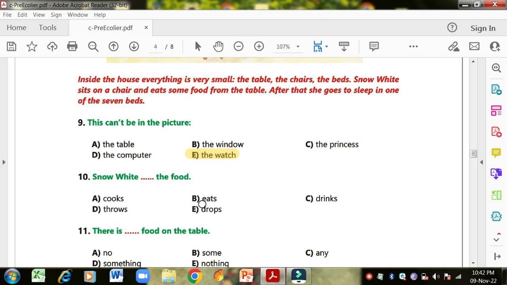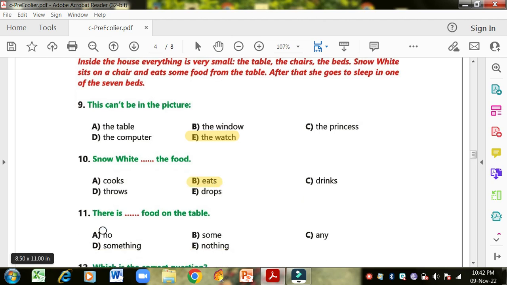Then Snow White eats the food. Is this correct that she eats the food, or she drinks the food, or she throws the food, or she drops the food? Yes, the correct answer is eats. Eats is the correct answer. She eats the food because she was very hungry.